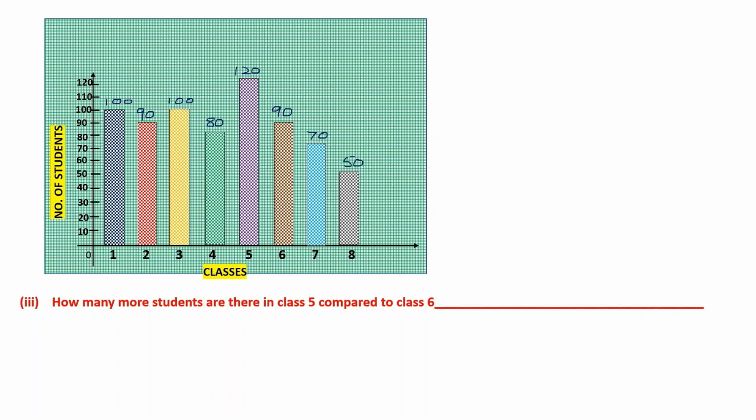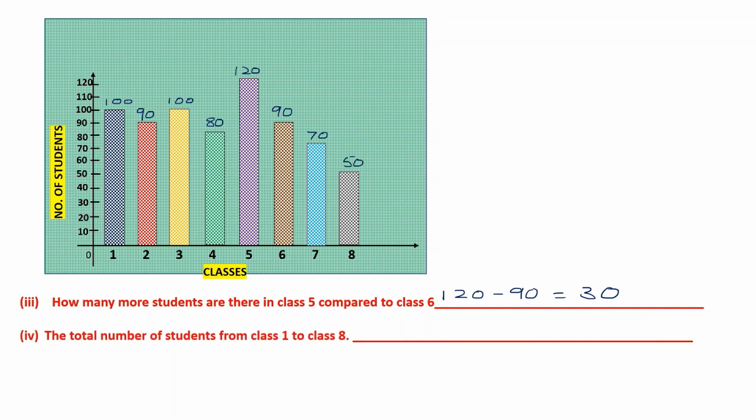So the question now is, how many more students are there in class 5 compared to class 6? As you can see, in class 5 we have 120 students, and in class 6 we have 90 students. So definitely class 5 has more students. How many more students do they have? We find that out by subtracting. So let's subtract 120 minus 90. 0, now borrow. 12 minus 9 is 3. So what do we have here? 30 students more. So class 5 has 30 students more when compared to class 6.